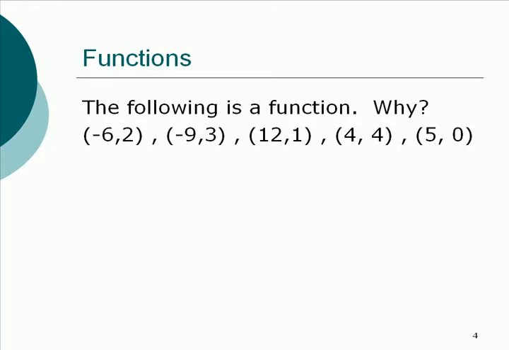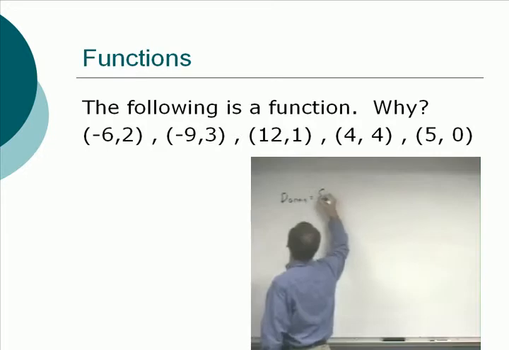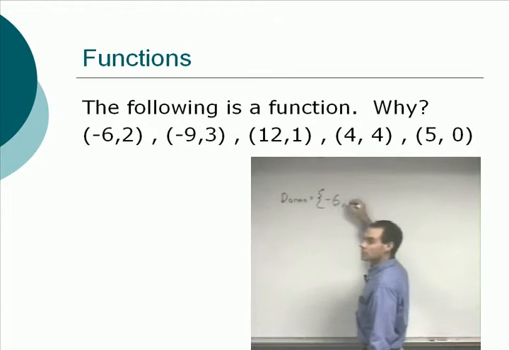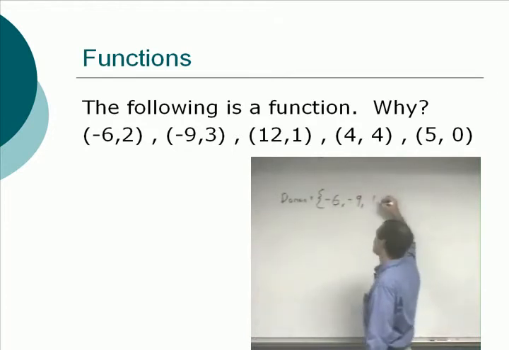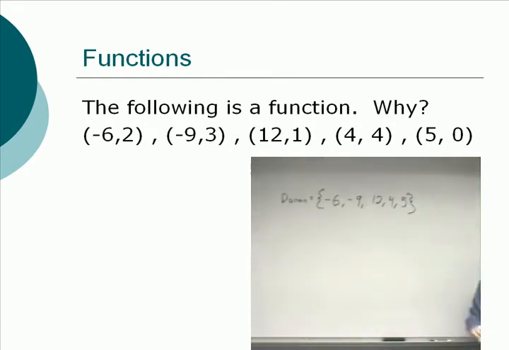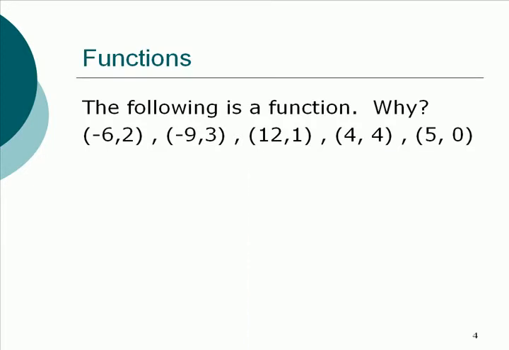If I tell you the input is 7, you say the output is... Can't do it. 7 is not in the what? It's not in the domain, okay? What is the domain for this function? What number of values are allowed to be plugged in here? -6, -9, 12, 4, and 5. Any number that's not there is not allowed to be put in. Now, does it meet the criteria of a function in the sense that it doesn't assign any input value to more than one output value? It does. Every number in gives exactly one number out.